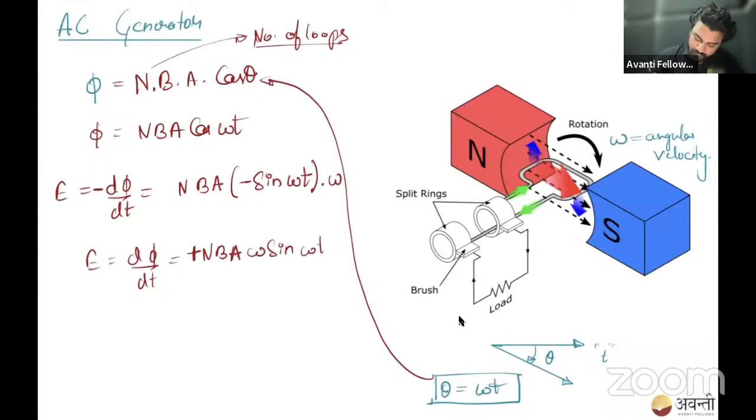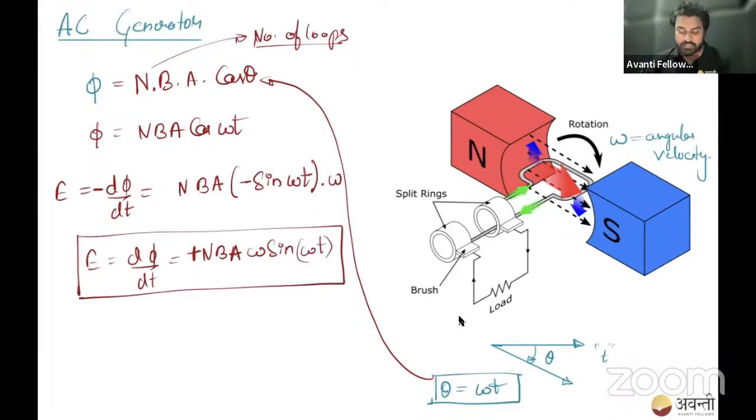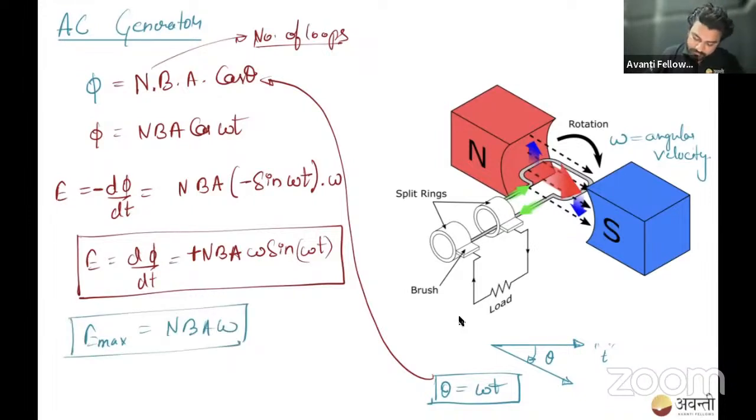So this is an important formula: plus NBA omega sin omega t. If I see the maximum value of EMF, the maximum value will be when sin omega t is 1, that is NBA omega. Note it down, very simple.